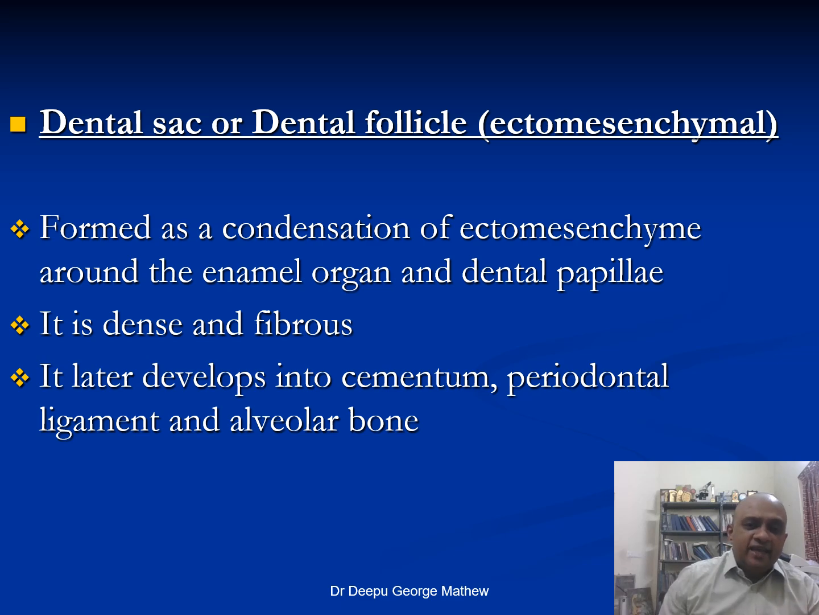And the dental sac is actually the ectomesenchymal structure that surrounds the enamel organ and the dental papilla, and it is dense and fibrous, and from these structures, later, cementum, periodontal ligament and alveolar bone are formed.